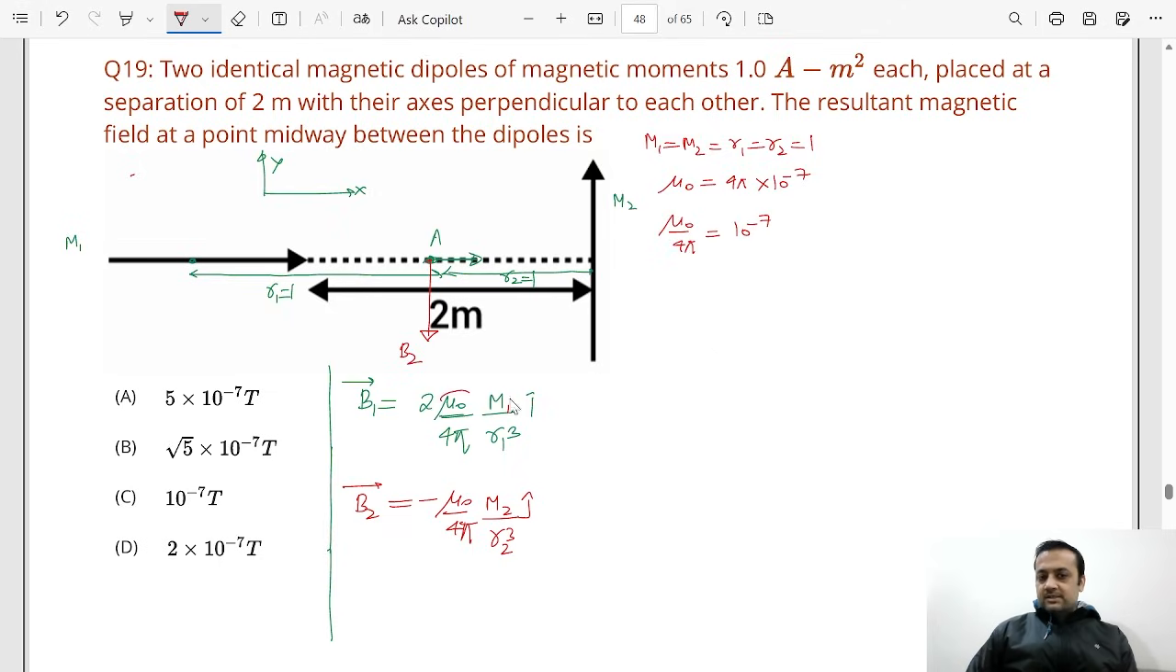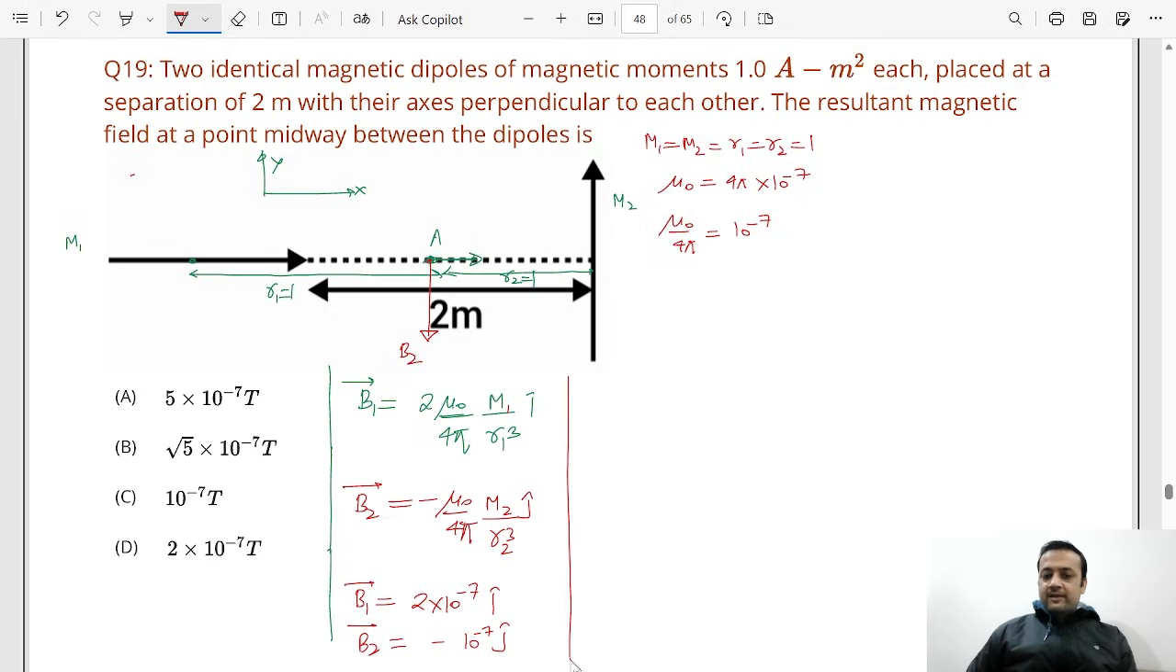So let me write b1 again. The b1 vector will be, this will be 1, this will be 10 to the power minus 7. That means this becomes 2 into 10 to the power minus 7 i cap, and b2 will become, this will be 1, this will be 10 to the power minus 7, this will be minus 10 to the power minus 7 j cap.